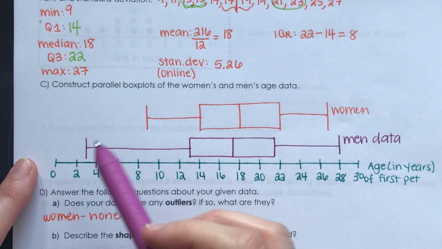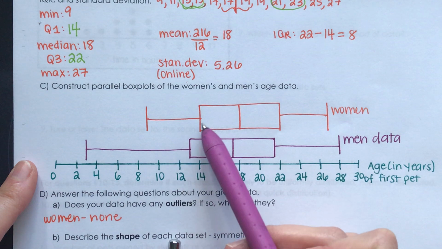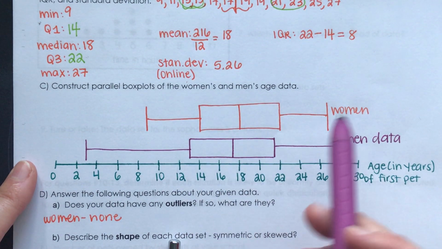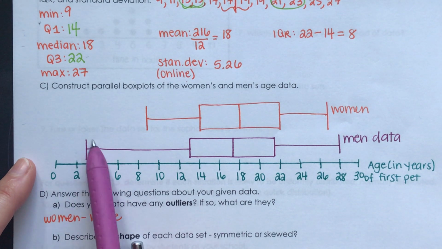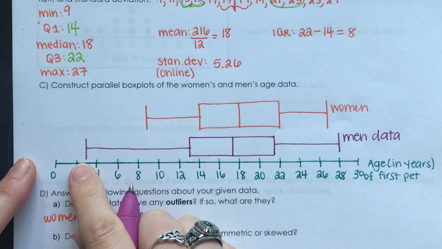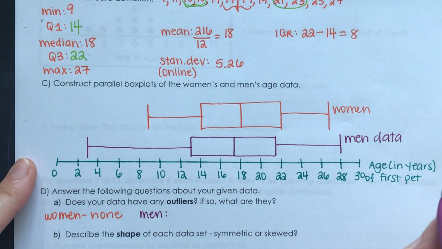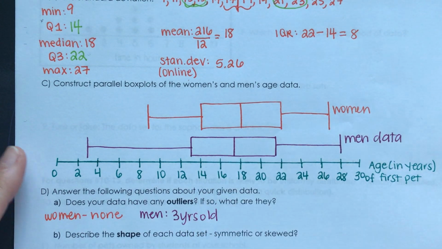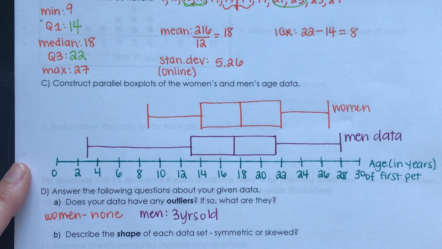For the men's data, it looks like you've got a really long tail, and then the rest of it is kind of more to the right side. So I would say that you might have one outlier for the men, and it's where your long tail would be, so at about 3 years old. Looks like your outlier.